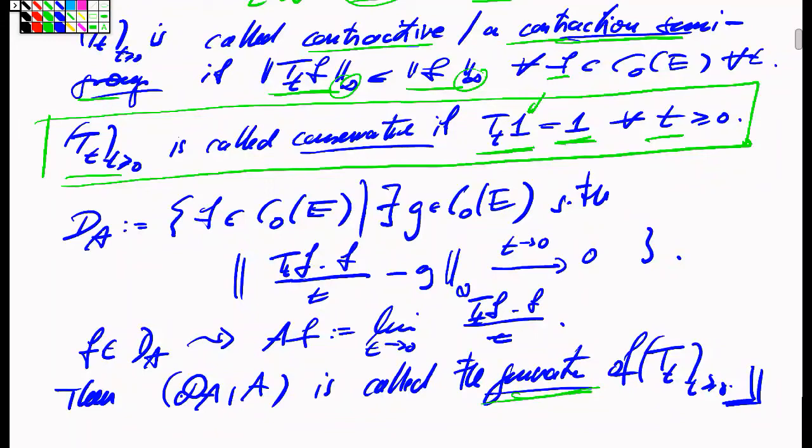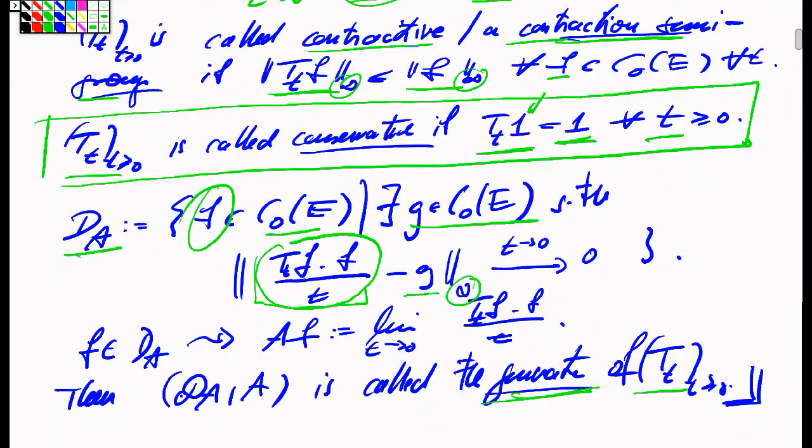Okay, so we define the generator of a Feller semigroup as follows. Its domain will be defined by all functions f in our function space for which we can find another function g in the function space, such that the difference quotient approximation of the derivative of the semigroup acting on this function f at time t equals 0 has a limit with respect to the infinity norm, and this limit is g.